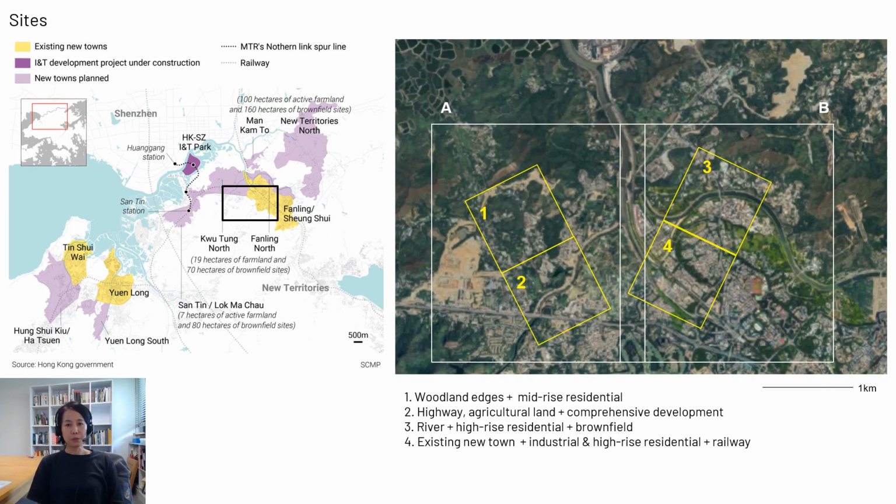The design site is located at the intersection of Kwu Tung North and Fanling North, covering regional boundaries of approximately 2 by 2 kilometers with four 1 by 1 kilometer areas within. Each student is asked to select one of four areas to plan, considering the regional context of area A or B.